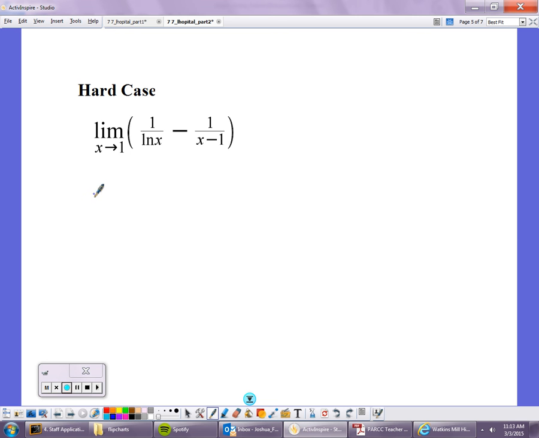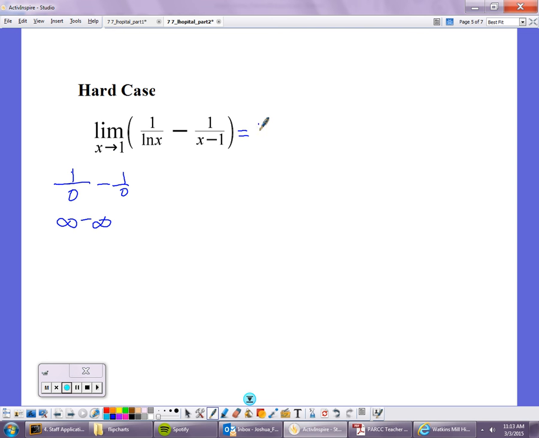If we try direct substitution, we end up with 1 over 0, right? ln 1 is 0, minus 1 over 0. So we've got infinity minus infinity. And if you know what that is, you're smarter than I am. I don't know what that means. It doesn't tell me anything, again, about where this actually goes as x goes to 1.